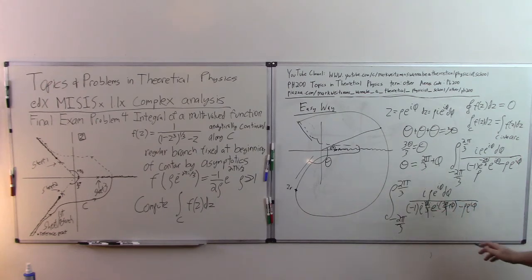And then you see that rho e to the i phi is everywhere. So we're left with the integral from minus 2 pi over 3 to 2 pi over 3 of i d phi divided by, I'm going to put the minus sign on top, and then we've canceled everything. We just have 1 plus 1. Okay.